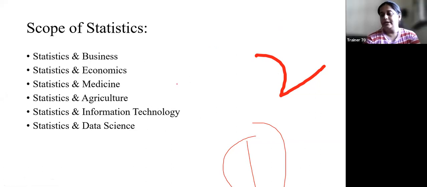Then we have next is scope of statistics. There is no such area where statistics is not used. It is used everywhere, whether you study geography or you study zoology or you study home science or you study physics or you study math, economics, everywhere there is statistics. But it is not possible for us to study all the scopes right here. So I have written some of the scope of statistics. Now let us just discuss them one by one.